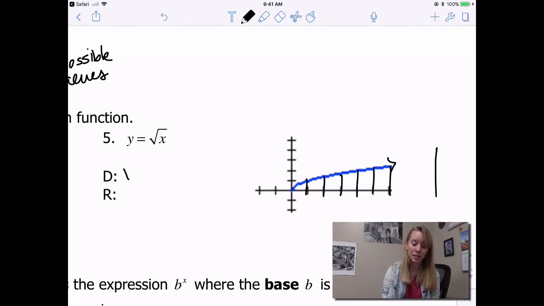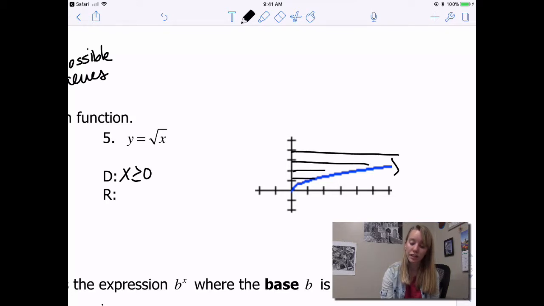So my domain here is going to be x has to be greater than or equal to 0, because technically 0 is on the graph, and I can take the square root of 0. The range is very similar. I can hit all of the positive y values.